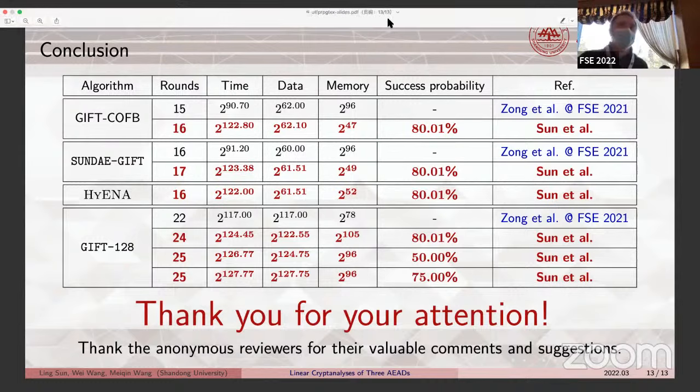Thank you. Is there any question? Online? No? So I have one. Do you have any idea to increase the success probability of your attacks? Sorry, increase what? The success probability. Okay.